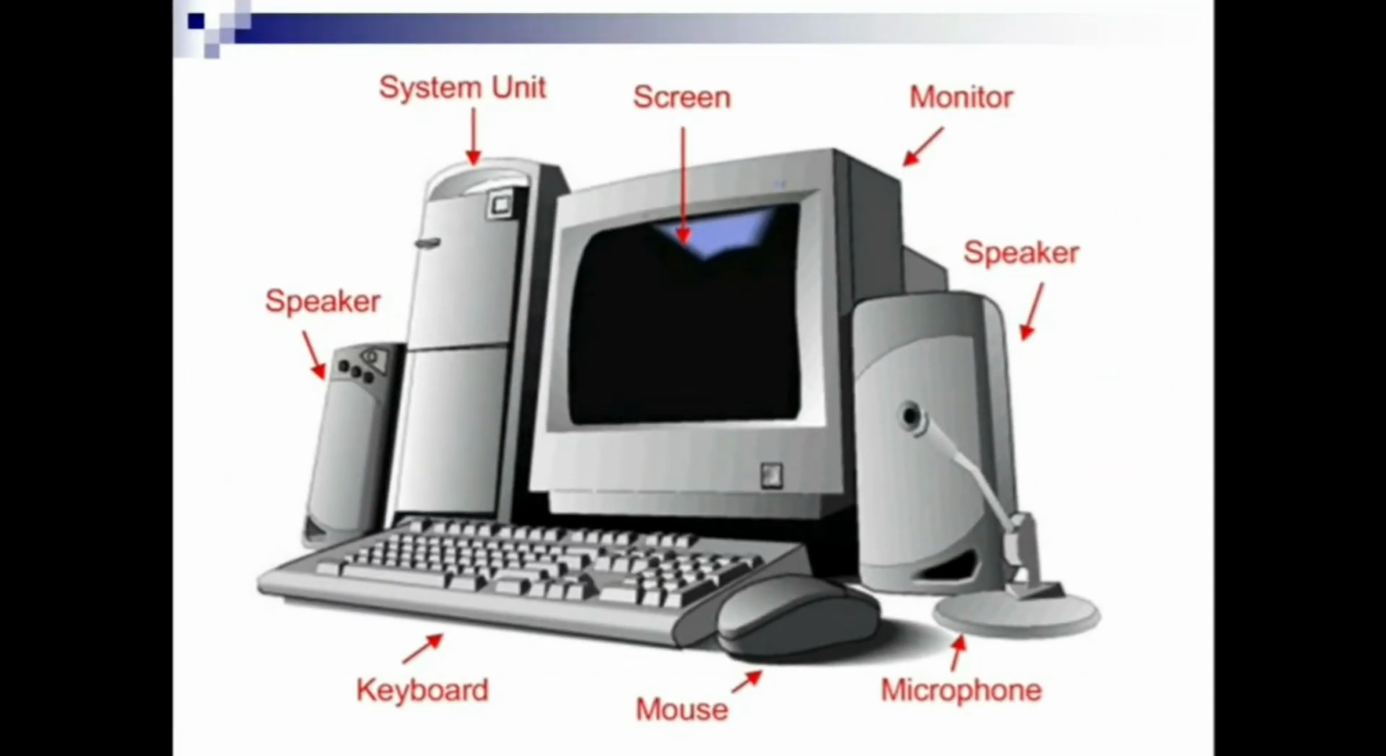Now here, in this diagram, we can see this is our monitor. This is system unit or CPU. Now this is speaker. This is our keyboard. This is mouse. This device is known as a microphone, and this is speaker. So these are computer and its peripheral devices.